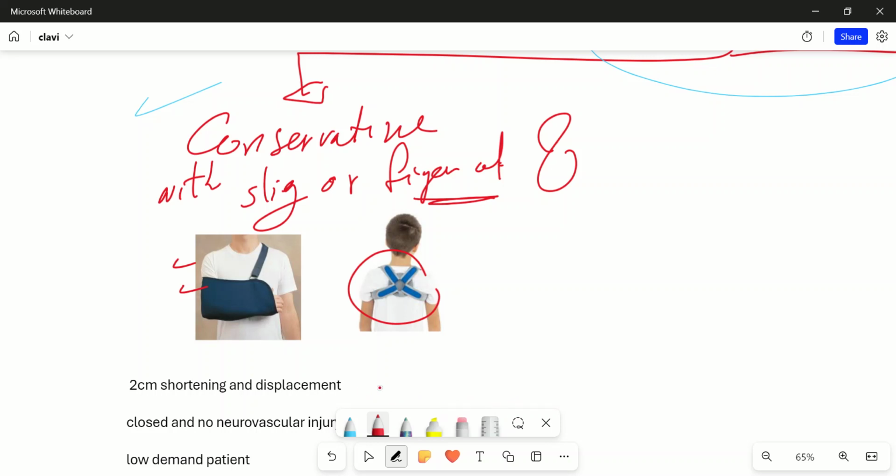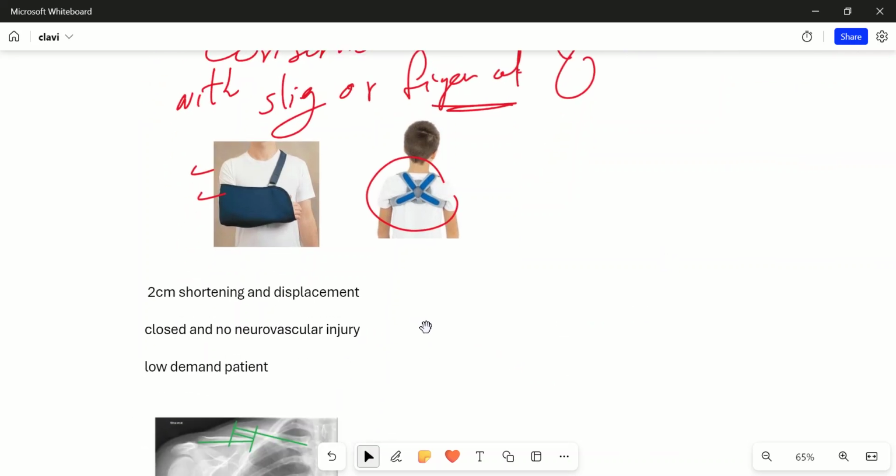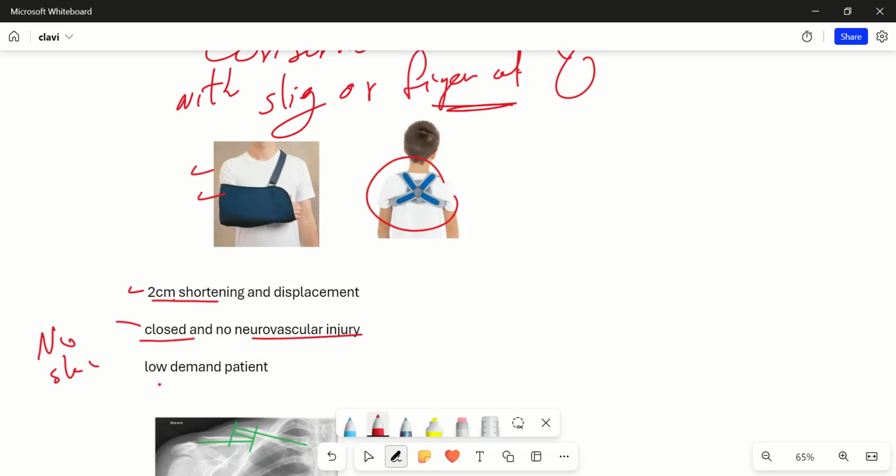What are the indications for conservative treatment? When to go for conservative treatment? First, if there is shortening of less than 2 centimeters, if it is a closed fracture, meaning no skin injury, and of course, if there is no neurovascular injury, and in a low-demand patient, like a very old patient, not active, and so on.